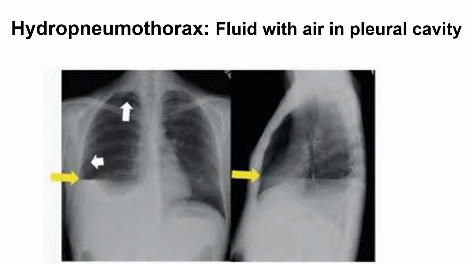This is a condition of hydropneumothorax where you can see a fluid level. Here also on the lateral side view you can see the fluid level, and above that is the air, because here again you cannot appreciate the markings of the lung. So this shows that there is fluid as well as air within the pleural cavity.